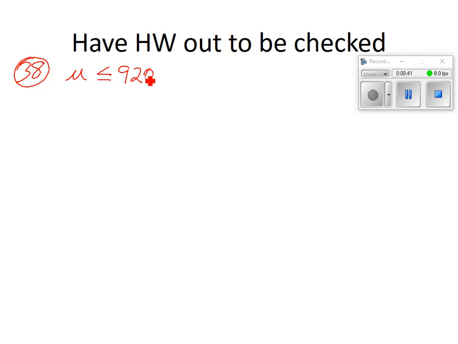A sample of 44 breakfast sandwiches. So what's that tell us? What equals 44? N. N is 44. It has a mean of 925. So instead of mu, what's this mean going to be? X bar. So X bar is 925.